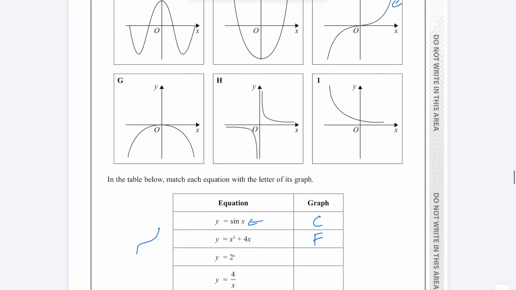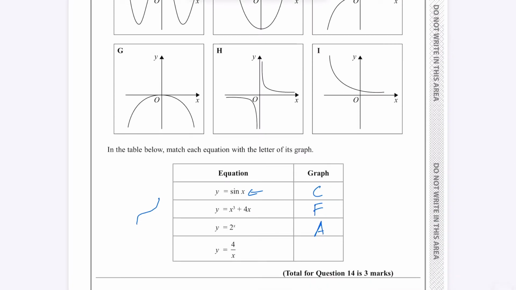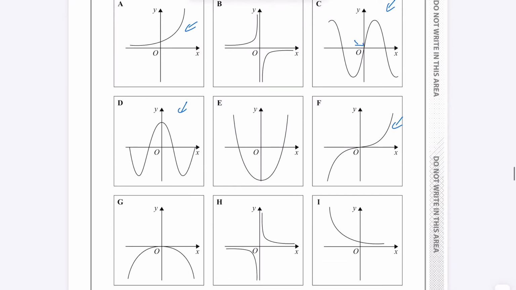And if you're not sure what these graphs are, you can always use your calculator and plot out some rough points. So you can ask, what is 2 to the power of 0? Well, you know 2 to the power of 0 is 1. So that's there. And then you can just plot a few points on, and you'll end up realizing, oh, it looks something like this. And then you can go up here and say, oh, it's A.